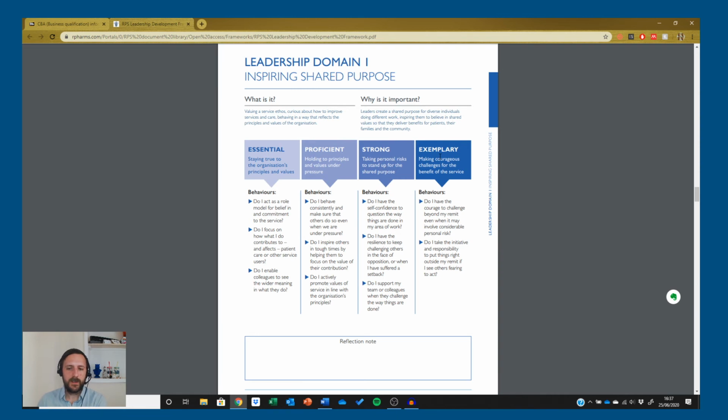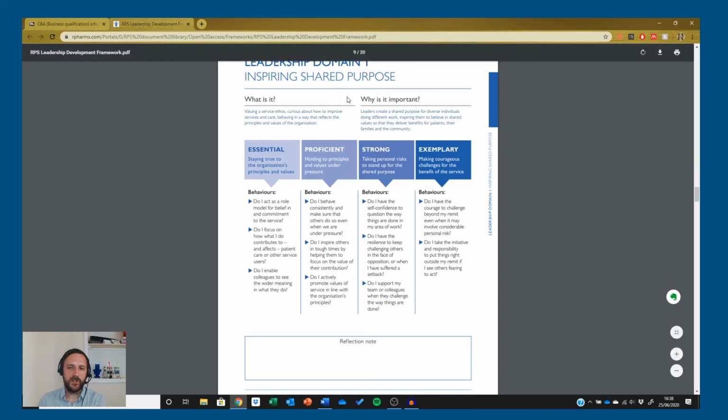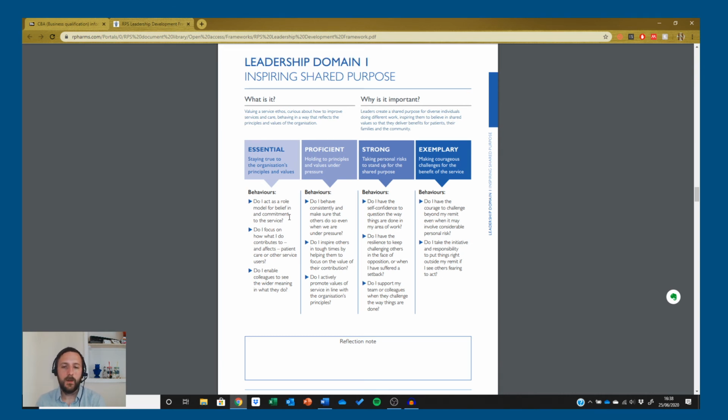Now when it comes to writing the workbook, really what we're looking at is focusing on these essential skills. So what is essential to us in terms of what we want our pharmacists to have in relation to leadership? If you have a look at these behaviours, or the essential tab itself, it says staying true to the organisation's principles and values. But again, what does that actually mean? So it counts the things of working as a role model for your service. That could be for the university, it could be for who you work for, or anything else. So acting as a role model is handled within this inspiring shared purpose.